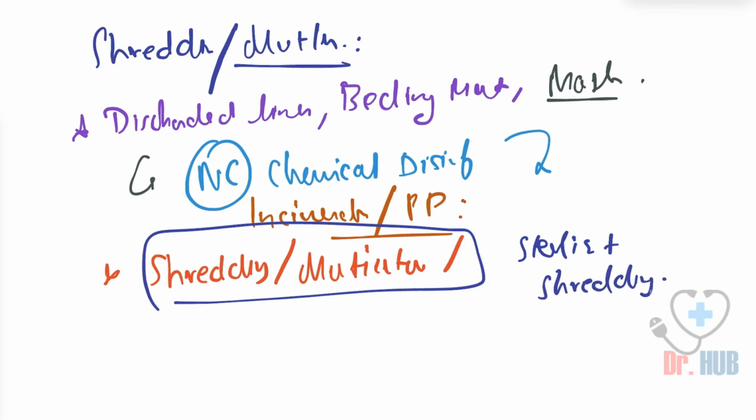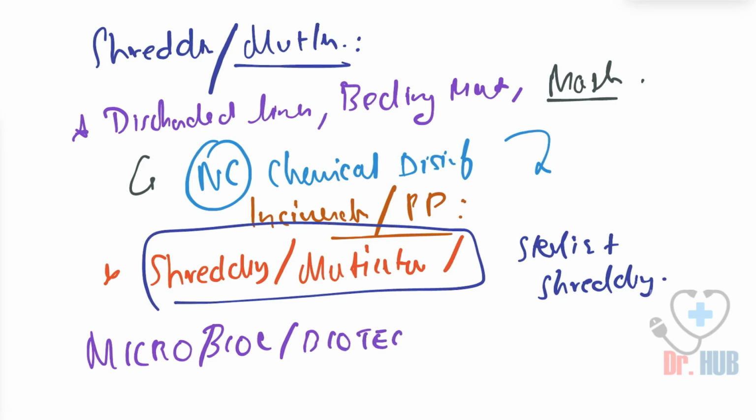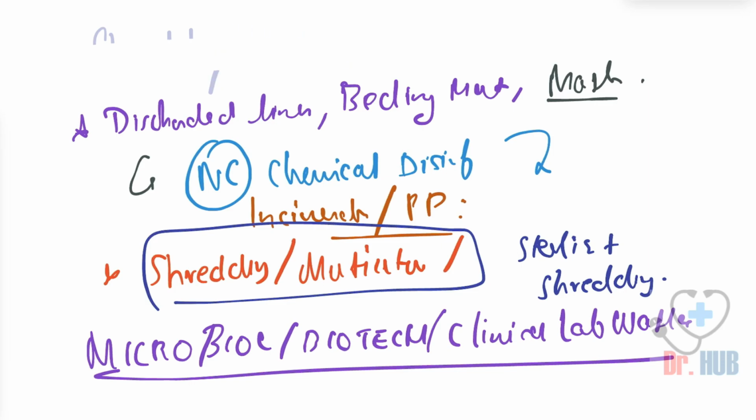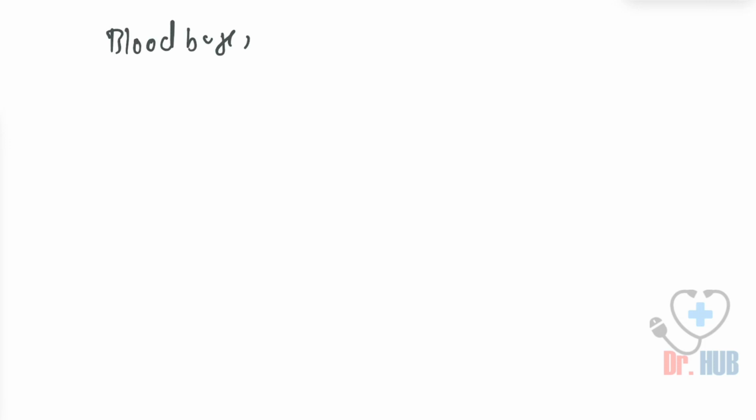Now we move ahead to microbiology, biotech, and clinical lab waste. What does all of this include? There are blood bags, lab cultures, and stocks and specimens of microorganisms.